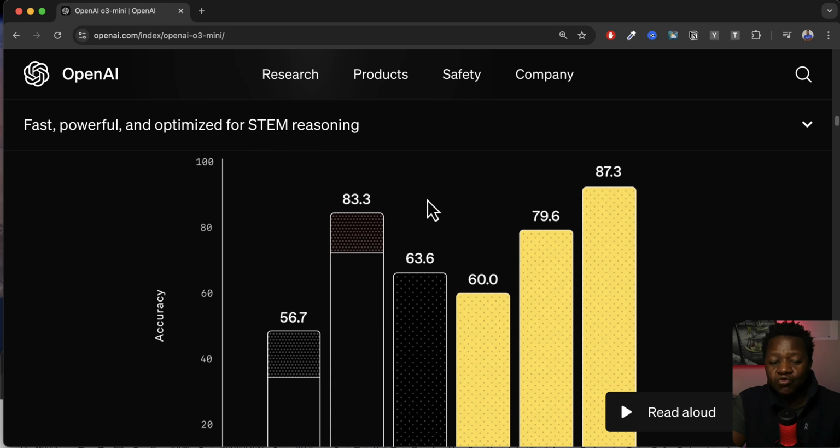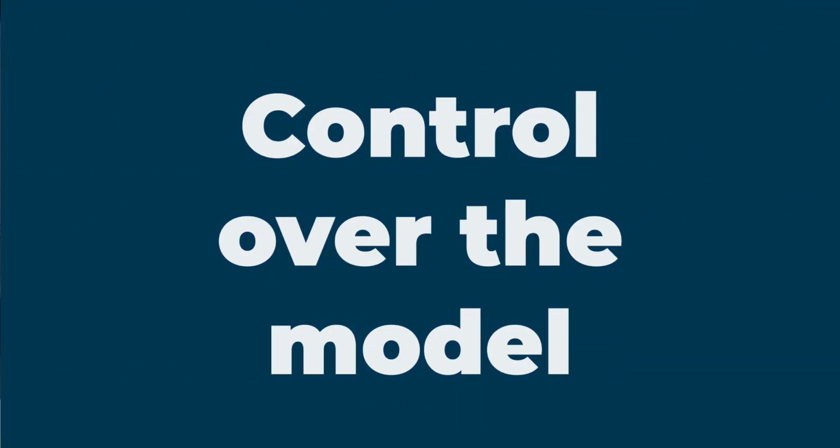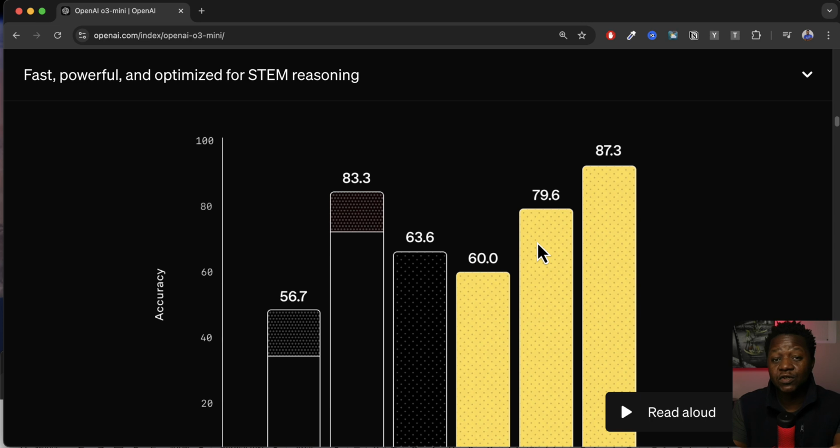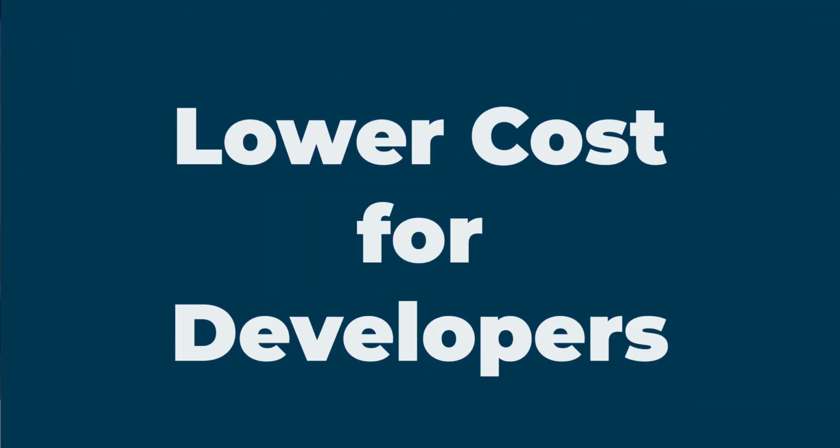Now, here's why for developers this is a huge deal. Number one, this means that we have more control over the reasoning of these models, because these are highly trained models that do really well in many different benchmarks. As developers, we can literally adjust the effort level for different tasks we want to include in our applications. And number two, of course, is the big one, which is the lower cost.